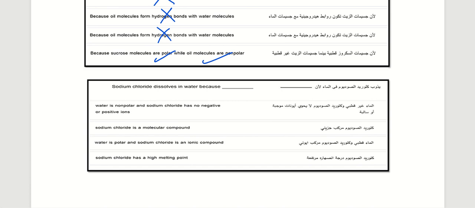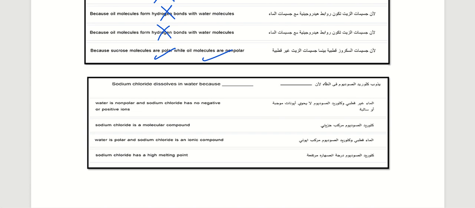Why does sugar, sucrose, dissolve in water while oil doesn't? Of course, because sucrose is non-polar, no. Because oil forms hydrogen bonds, surely not. Because sucrose is polar, yes, and oil is non-polar, yes. Sodium chloride dissolves in water because water is non-polar, no. Sodium chloride is a molecule, no, molecule means it makes covalent bonds, no. Water is polar, yes, and sodium chloride is ionic, yes, so this is the answer.